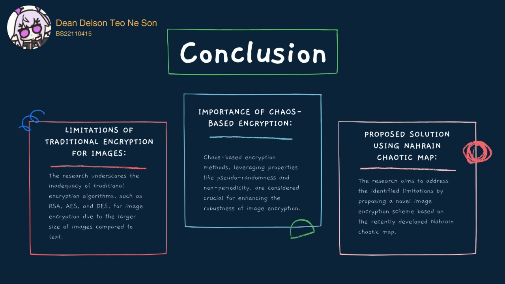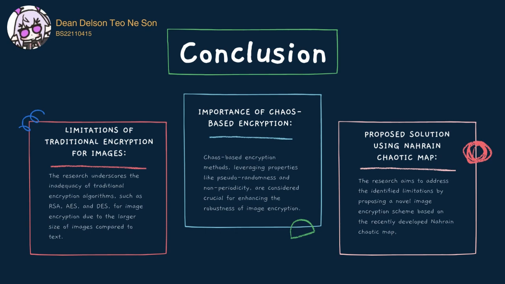Okay, so in conclusion, we are able to get three main topics throughout the research paper. One of them being the limitations of traditional encryption for images. It talks about how the research underscores the inadequacy of traditional encryption algorithms such as RSA, AES, and DES for image encryption due to the larger size of images compared to text. The processing time and the requirement for equivalent sizes of decrypted and original images are identified as significant challenges.